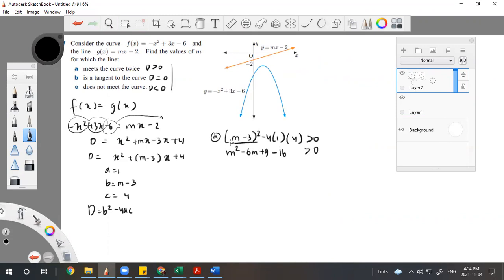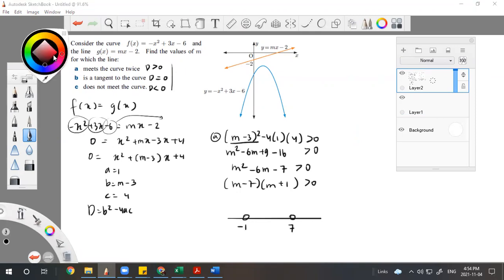I just do this fast, right? So m squared minus 6m minus 7 more than 0. You don't have to use the ABC formula. We can simply factorize this. Negative 7 and plus 1, right? And the m will be, the 0 maker is negative 1 and 7.